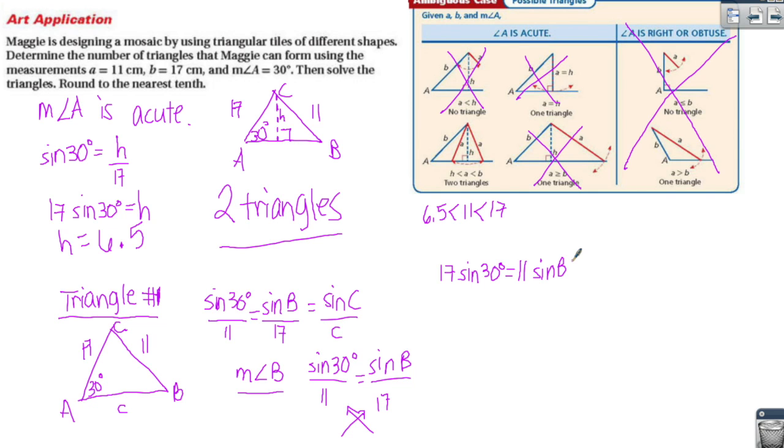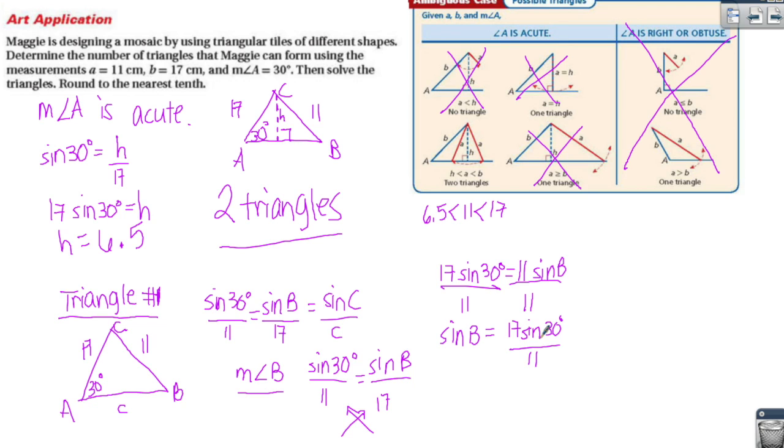We've cross multiplied. Now we ask ourselves, what are we solving for again? We're solving for the measure of angle B. In order to do that, we need to isolate sine B by dividing by 11. So sine of angle B is going to be 17 multiplied by sine of 30 degrees over 11. But notice how we're not really looking for a measurement of angle B yet.